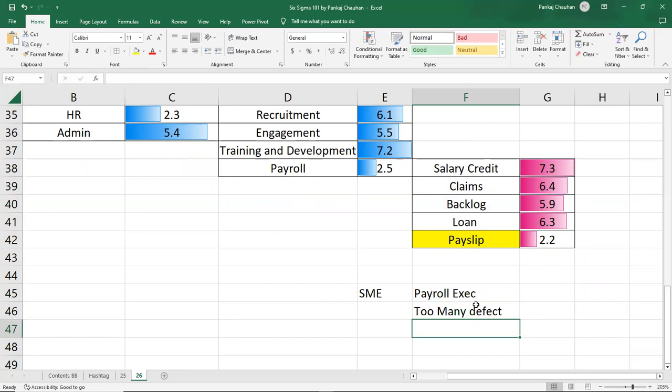Why are there too many defects? I have no answer for that. Why are there too many defects? Defects may be related to calculation, related to loan. Sometimes HR data is not matching with the admin. Sometimes the offer is not matching with the payroll, what is entered in the SAP.